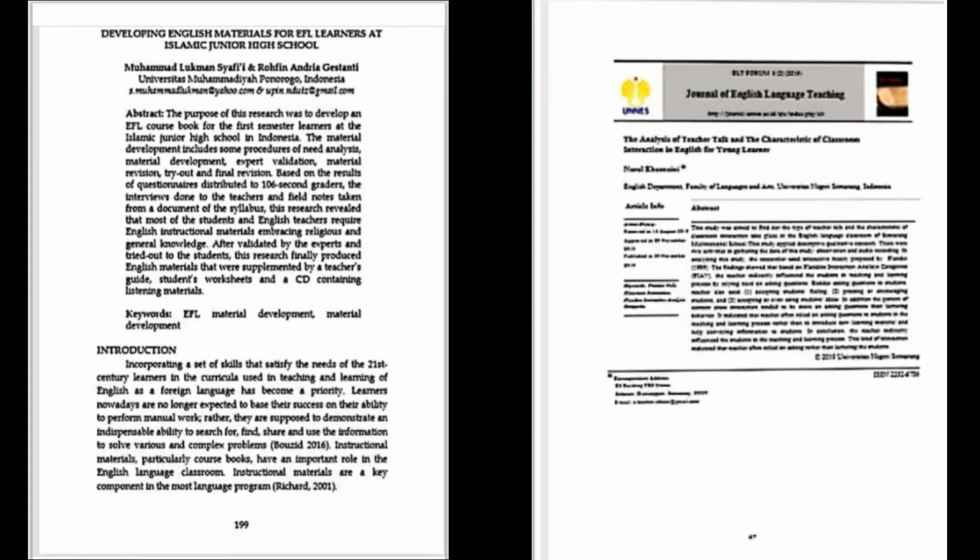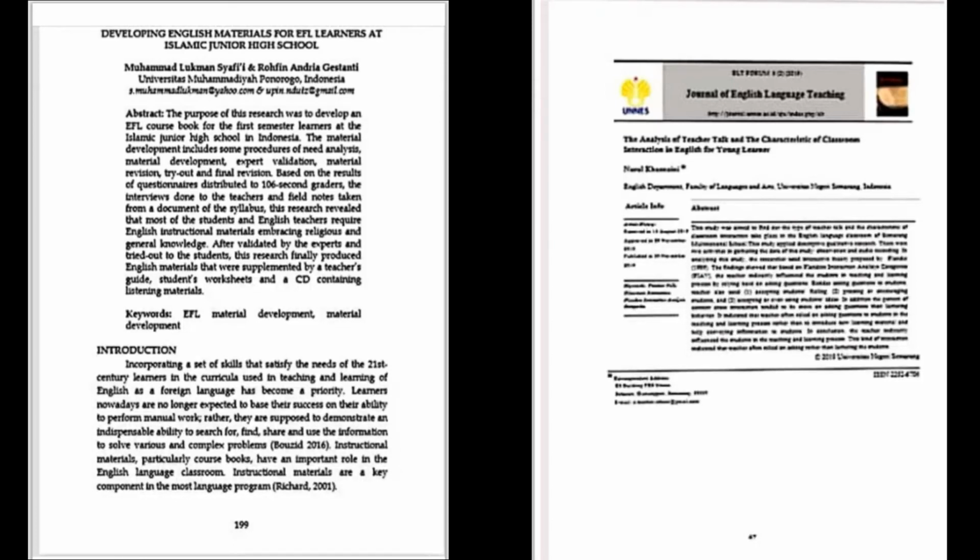This article is intended to develop an English foreign language course book for first semester learners at an Islamic Junior High School in Indonesia. After the researchers found problems in making material for English foreign language learners, the research improved material supplemented by a student worksheet, teacher guide, and CD containing material for listening skill. In each unit, the researchers also put some Quran verses and pictures related to the topic to make the course book interesting and easy to learn. Very interesting for me.